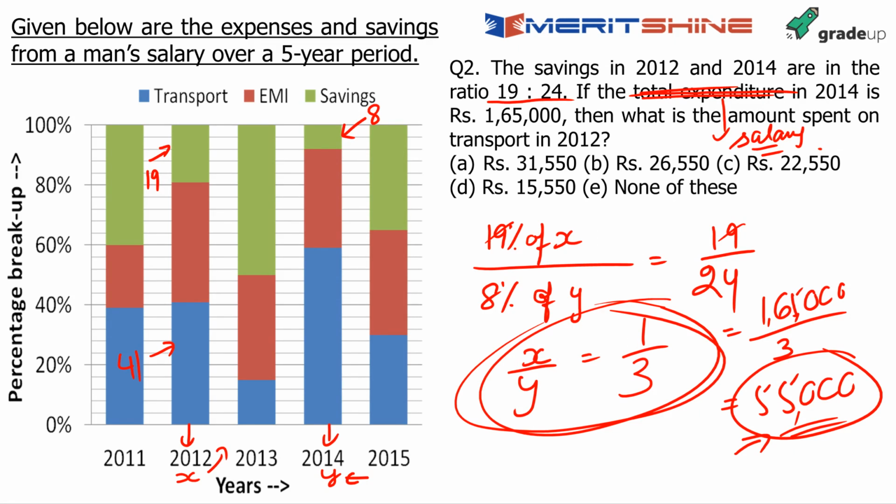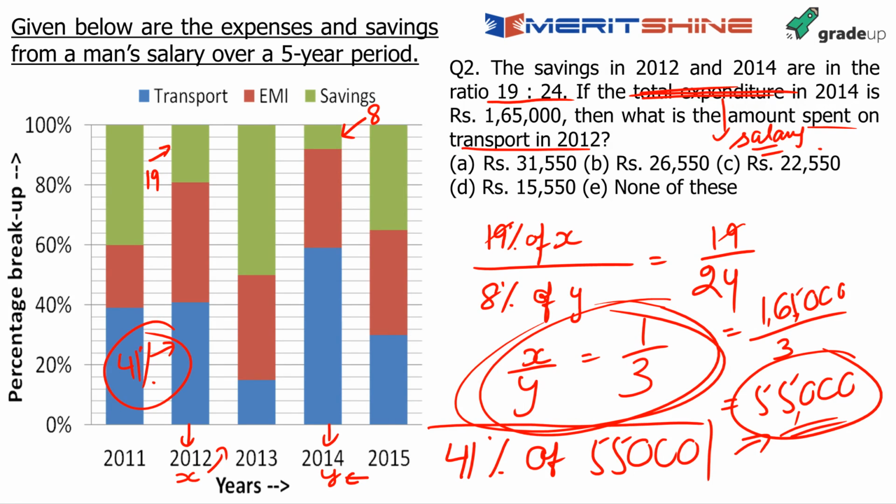Now what do you need to calculate? What is the amount spent on transport in 2012? Where is transport in 2012? That's 41% here. So what I need to calculate here is 41% of 55,000. That is the number that you need to calculate. I hope this is understood to all.